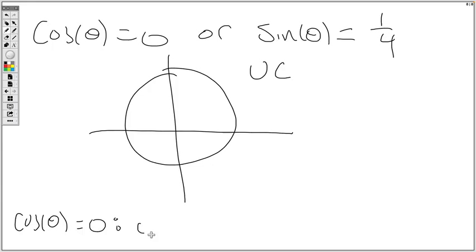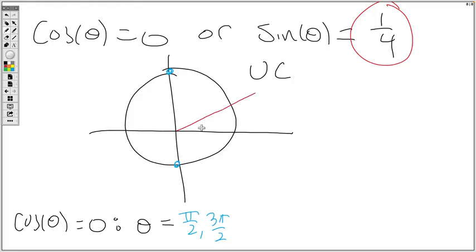Cosine of theta is 0 when theta is what? Here and here. And so what are those angles? Pi over 2, 3 pi over 2. Good. Now let's look at where the sine of theta is a quarter. So if sine is positive, that puts us in what two quadrants? 1 and 2. A quarter, that's not one of the usual values, right? A half is, but not a quarter.